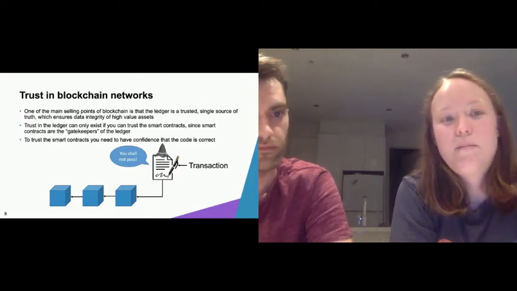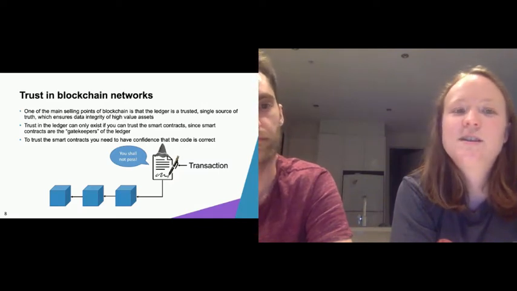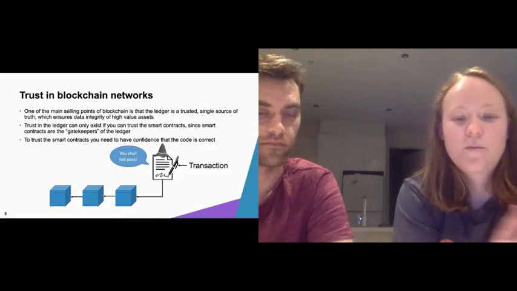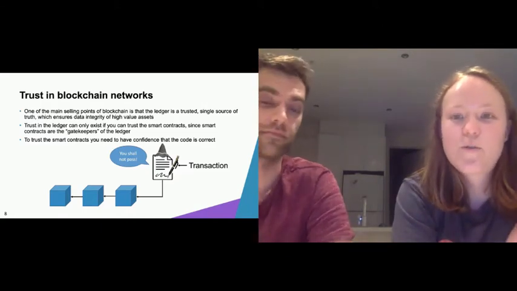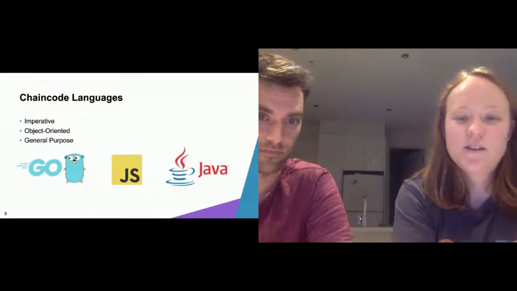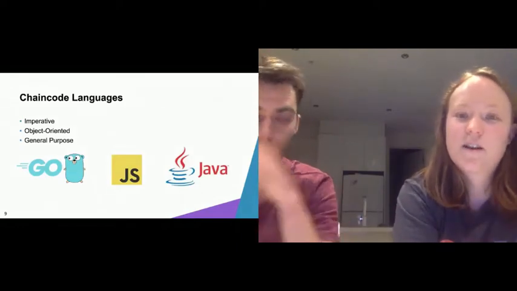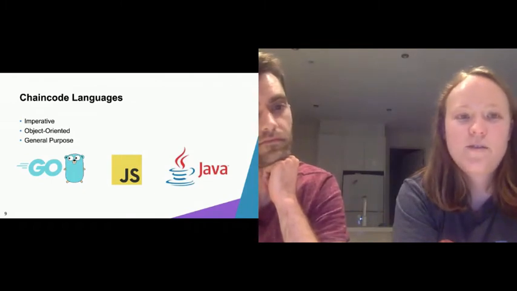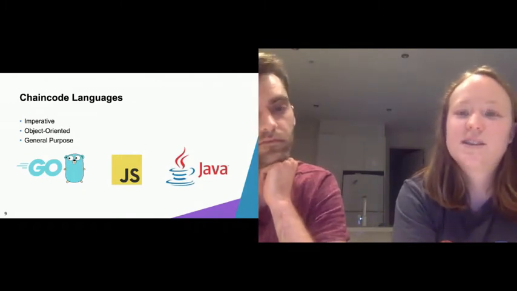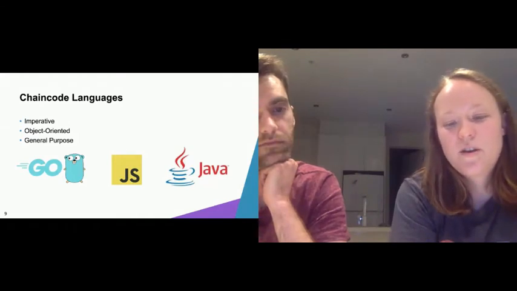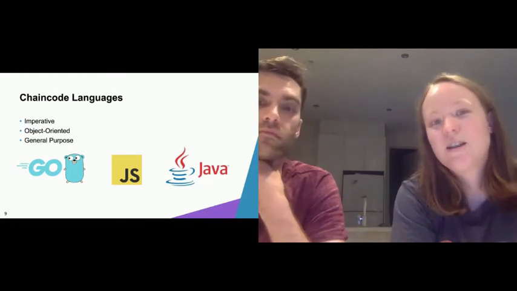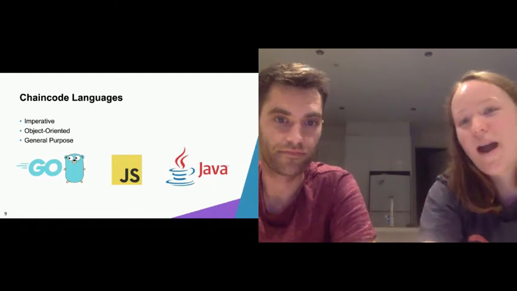These are imperative and object-oriented languages, and they were chosen because they're general purpose. So there's a large community out there for all three of these languages, and it means that it attracts a lot of developers to be able to get started writing chain code straight away. But we believe that there's a downside to using languages like this, and so we wanted to provide support for a functional language like Haskell. And I'll pass over to Nick to discuss why and how.